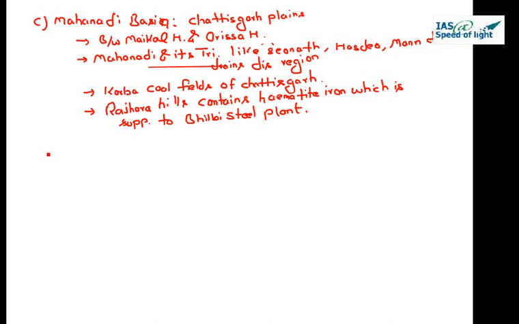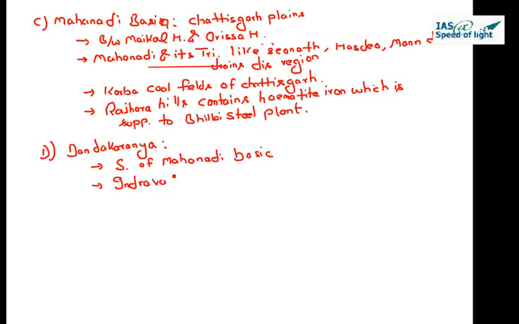Now we come to the fourth and the final division of the northeastern plateau. It is the Dandakanya. First thing we have to write is south of Mahanadi Basin. One very important river here is the Indravati river, which flows from the middle of this region.